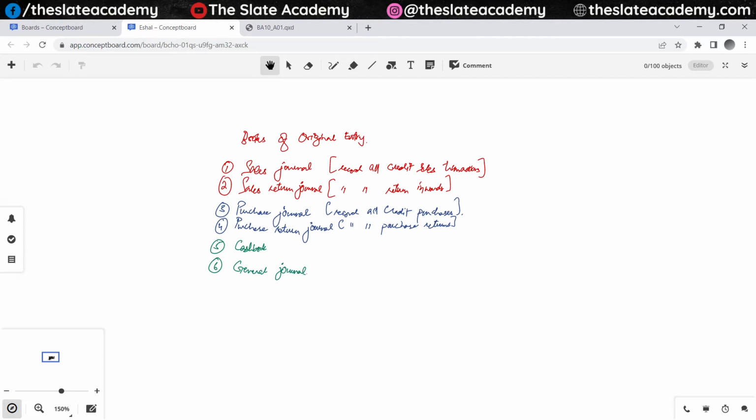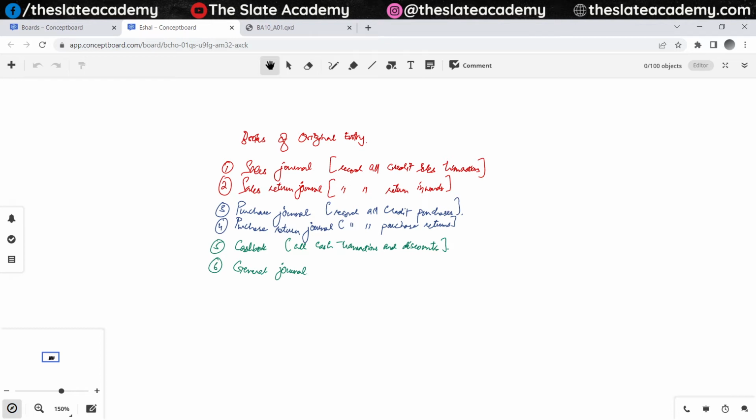Theek hai ji, so in this one we record all cash transactions and discounts. Discount is the only expense that we do not record here. Other expenses are usually recorded in the general journal. Achha, cash transactions include both the cash and bank transactions.